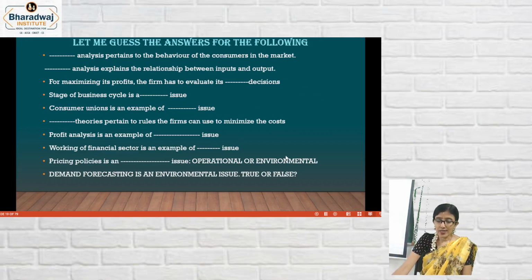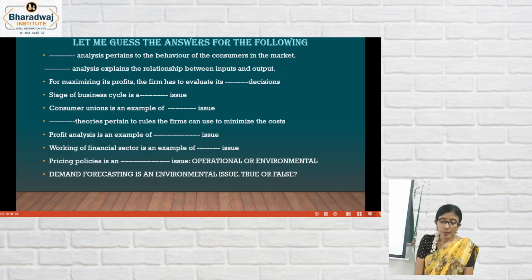Again, next exercise from the business economics segment itself. Now do it. Dash analysis pertains to the behavior of the consumers in the market. Dash analysis explains the relationship between input and output. For maximizing profits, the firm has to evaluate its dash decisions. Stage of business cycle is a dash issue. Consumer union is an example of dash issue.